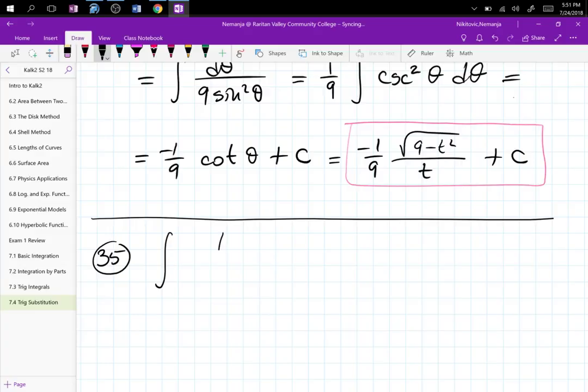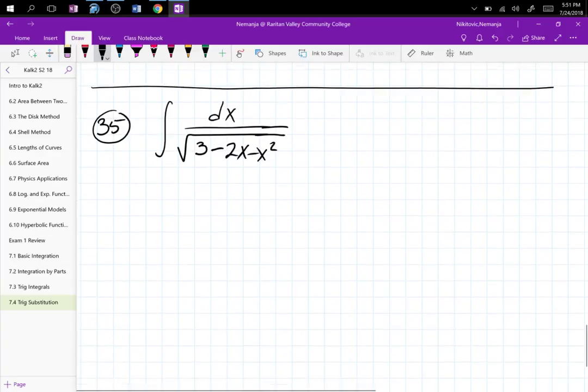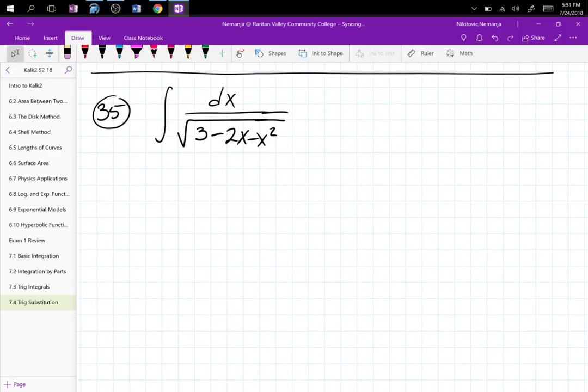Happy? Here we go. dx divided by the square root of 3 minus 2x minus x squared. How does this even closely resemble what we had? What should we do? We need to complete the square.